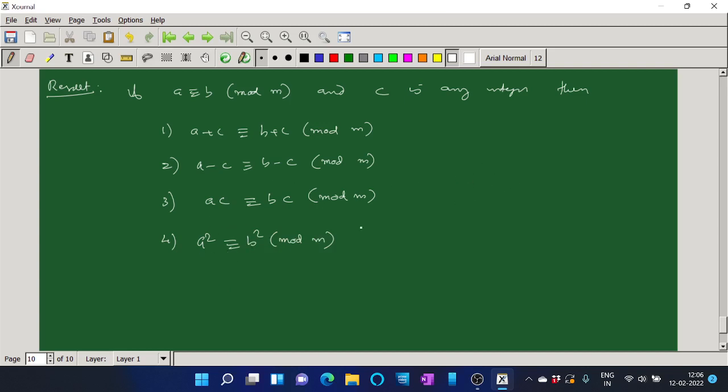The last result we can check. If A is congruent to B modulo M, you take A is congruent to B modulo M again. Now we have the relation, if A is congruent to B modulo M and C is congruent to D modulo M, then AC is congruent to BD modulo M. So by multiplying, A into A is congruent to B into B modulo M. That is, A square is congruent to B square mod M.